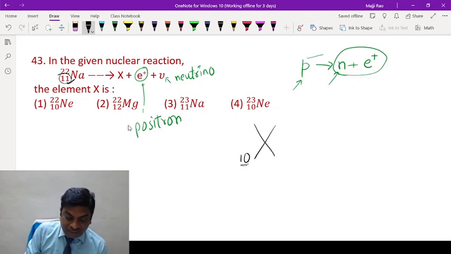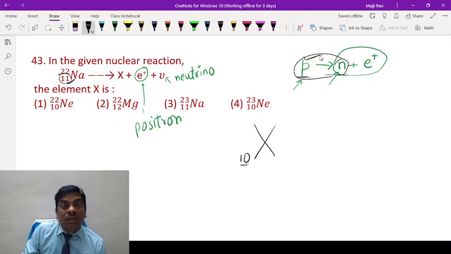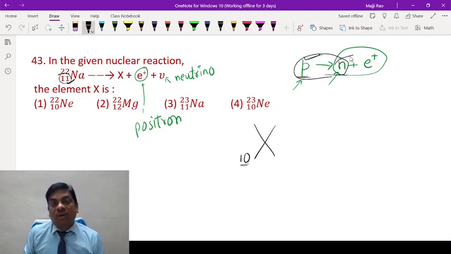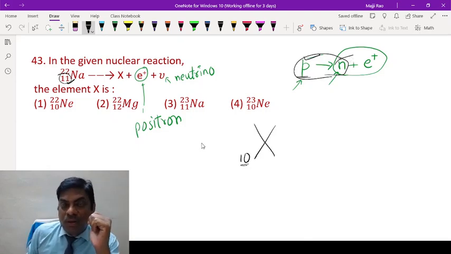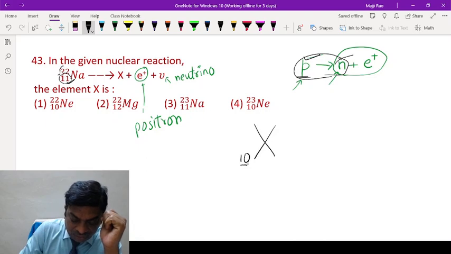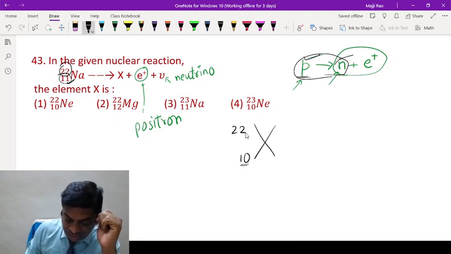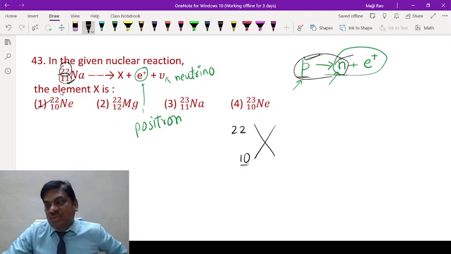Then now what happens here? As you can see, students, there is no net change in the number of nucleons because one proton has vanished, but at the same time one neutron has emerged. So the total number of nucleons remains same. So this will remain unchanged. So this will remain as 22. So correct option is the first option, neon.